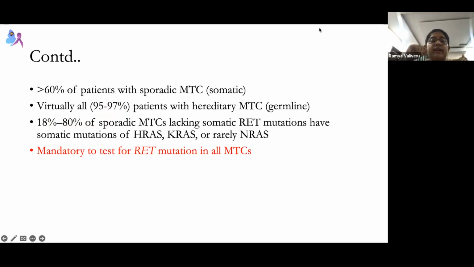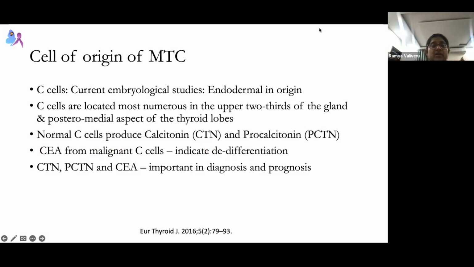It's not 100%, because sometimes patients have hereditary MTC but lack mutations in RET. Rarely it has been seen like that, but for all practical purposes, it is seen in these patients. About 18 to 80% of the sporadic MTCs lacking somatic RET mutations have somatic mutations of HRAS, KRAS, and rarely NRAS. But this is not the case with hereditary MTC. So it is mandatory to test for RET mutation in all patients with MTC, because the percentage of having hereditary disease is quite high, almost 30 to 35%.